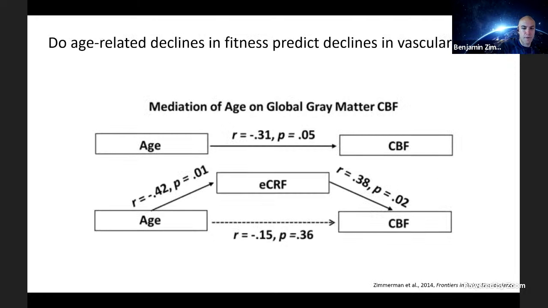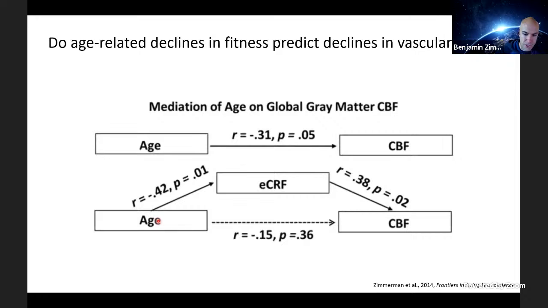So one of the first studies that I was part of was trying to establish the relationship between cardiorespiratory fitness and age-related changes in cerebral perfusion, or what I call here cerebral blood flow. I just use those terms synonymously a lot, the CBF. So what I'm showing here is a graphical representation of a mediation analysis. The top part shows that in our sample of older adults, age negatively predicted cerebral blood flow. So this R is a measure of the size of the correlation. You can see that it's negative here. And this p-value is a measure of the statistical significance. So lower is better.